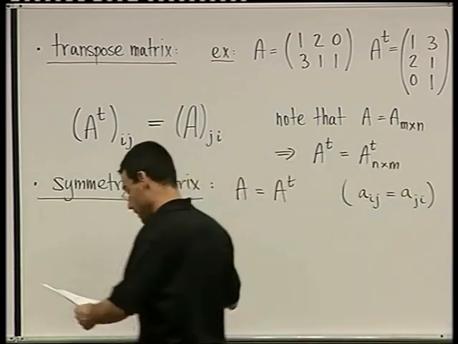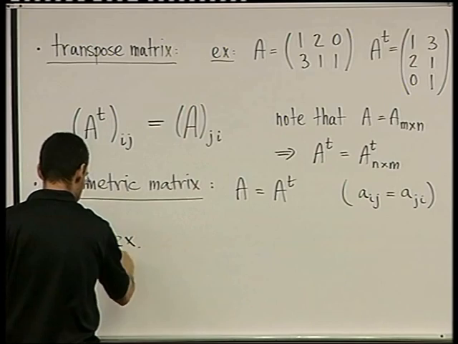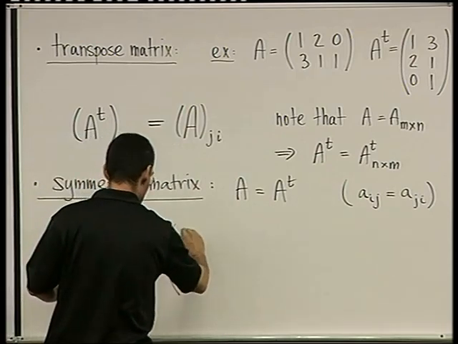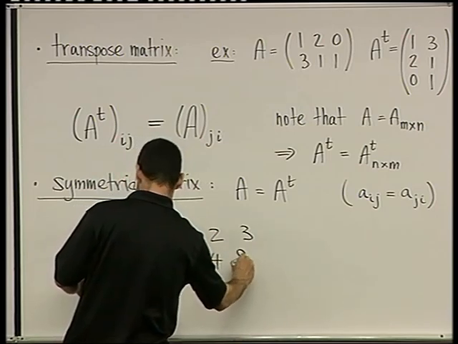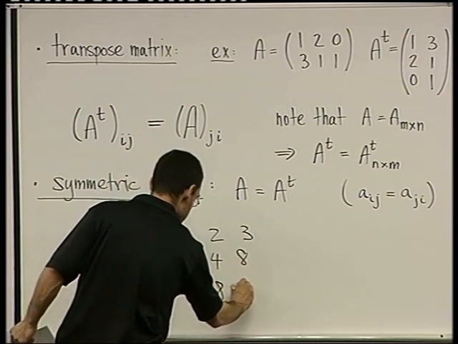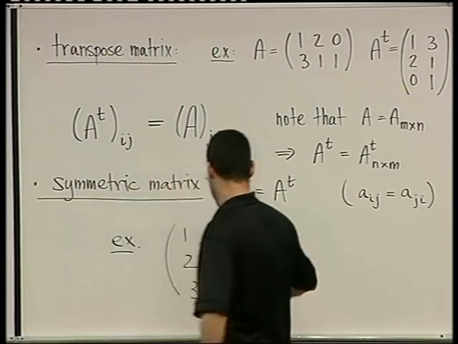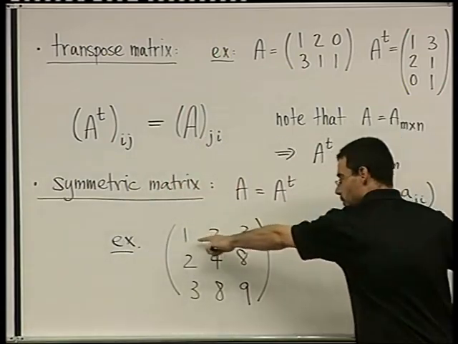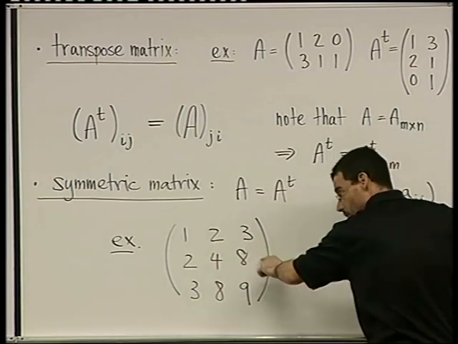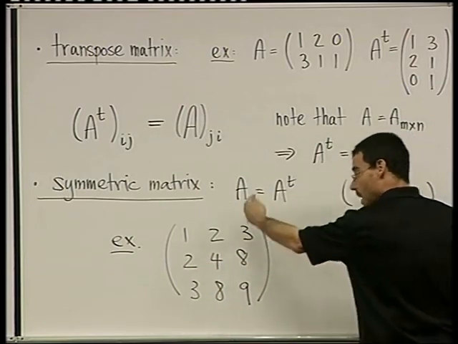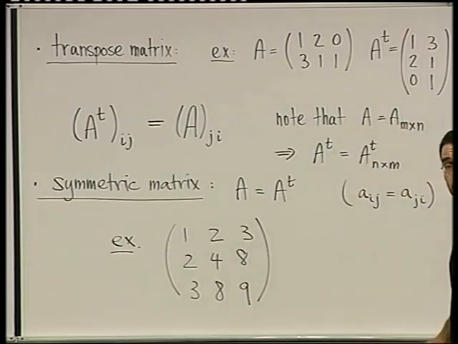So for example, here's an example of a symmetric matrix. 1, 2, 3, 2, 4, 8, 3, 8, 9. The transpose of this would make the first row the first column, but they're the same to start with. The second row the second column, but they're the same. And the third row the third column. Do you see that? So this is the notion of a symmetric matrix. And in particular, it has to be square.